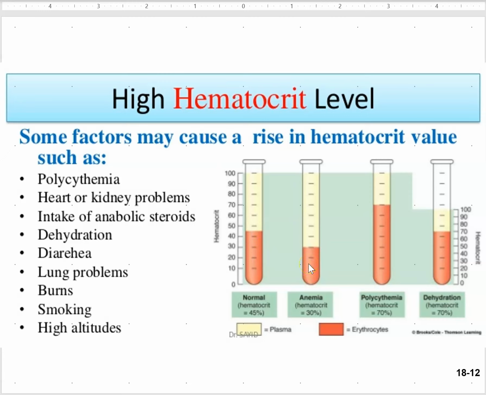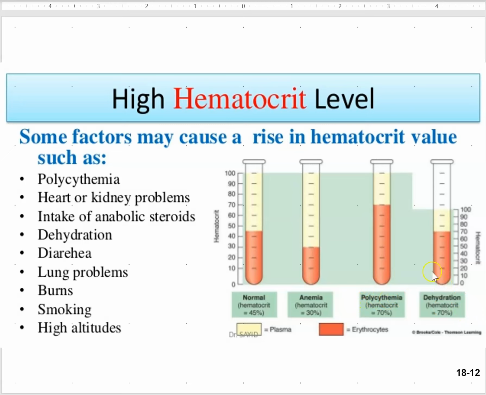In a person who's anemic, they don't make enough red blood cells, so the hematocrit is about 30%, so they have really thin blood. And then polycythemia is a condition where a person produces an excessive amount of red blood cells. So you can see that the hematocrit shows a really high percentage of erythrocytes in this condition, about 70%, which is really high. This condition is known as polycythemia.